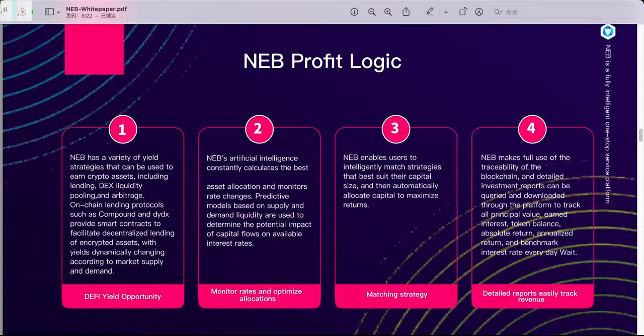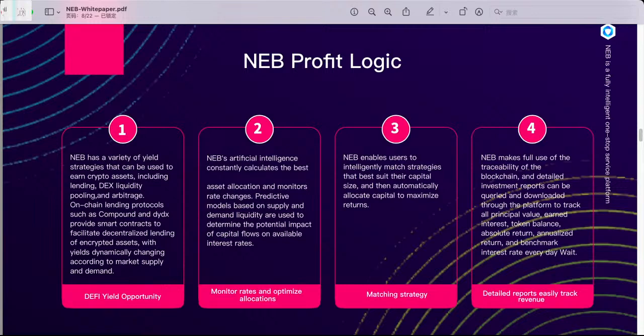And for the second one, the DeFi NEB's artificial intelligence constantly calculates the best asset allocations and monitors rate changes. So for the whole project, it can automatically allocate the investors' crypto assets to the high yield miles. So that's why this is another profit logic for the DeFi NEB.